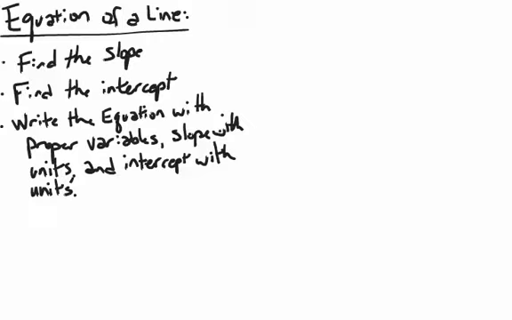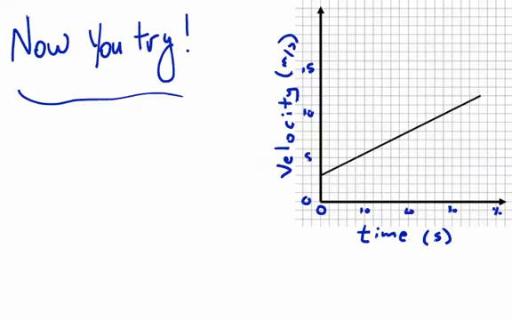So in summary, to find the equation of a line, you find the slope, rise over run, find the intercept, where the line crosses the vertical axis, and then you write the equation with proper variables, slope with its units, and intercept with its units. Now you try.